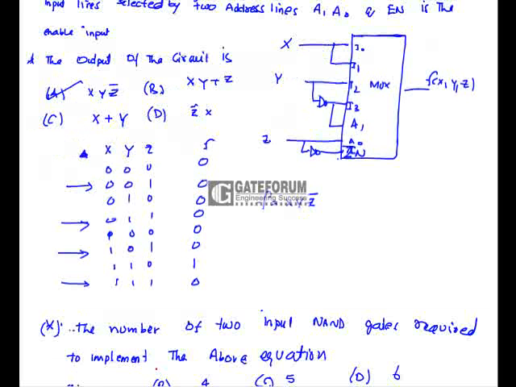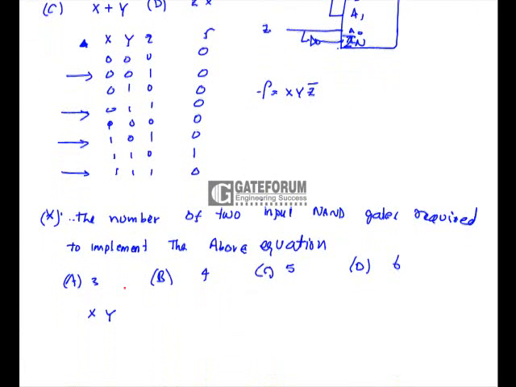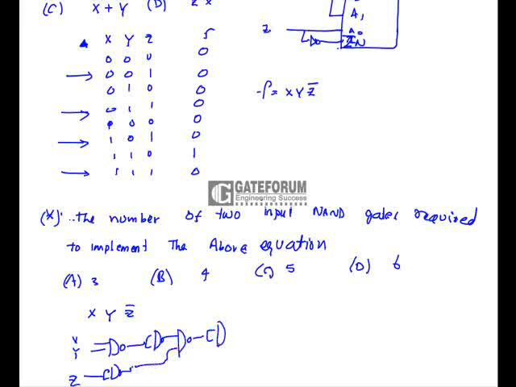The number of 2 input NAND gates required to implement the above function, that is X, Y, Z bar, is implemented like this: X, Y, Z. So it requires 5 NAND gates to construct this function. This is XYZ bar, so option C is correct.